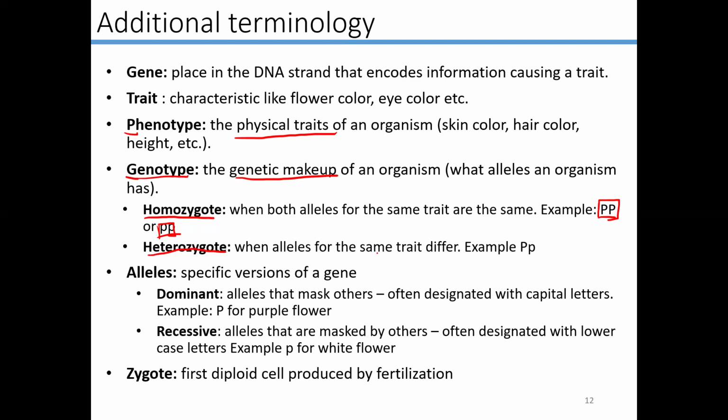Heterozygous means that the genes are going to be different. So again, when alleles from the same trait differ, in this case you'll have big P, little p. Our alleles, we have a dominant. Dominant means that it's going to mask all other genes. So if we have one dominant gene, that's the one that's going to show. The only way for a recessive trait to show is we need both lowercase letters, or in this case, both recessive traits. And then a zygote is the first diploid cell produced by fertilization.